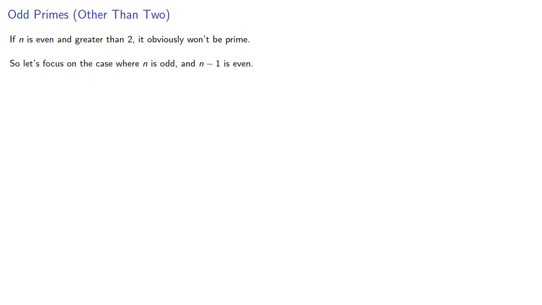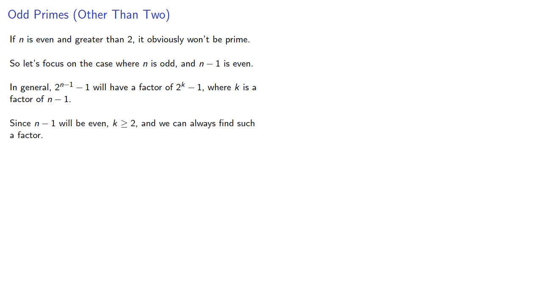So what if we have an odd prime other than 2? If n is even and greater than 2, it obviously won't be prime, so let's focus on the cases where n is odd, and so n minus 1 is even. In general, 2 to the power n minus 1 will have a factor of 2 to the k minus 1, where k is a factor of n minus 1. And since n minus 1 will be even, k is necessarily greater than or equal to 2, and we can always find a factor.